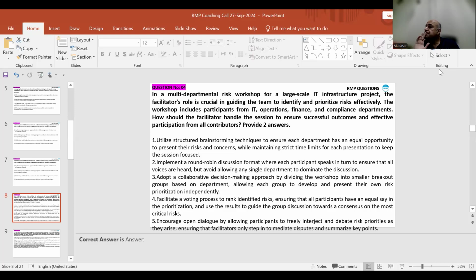Okay. Because there are multiple departments, we have to make sure that every department is collaborating. Two answers: implement a round robin, ensuring that all have an equal say in the prioritization. Implement a round robin where departments internal, B is also good. Facilitate a voting process to rank identified risks, because they have to identify and prioritize, so that all persons have an equal say.